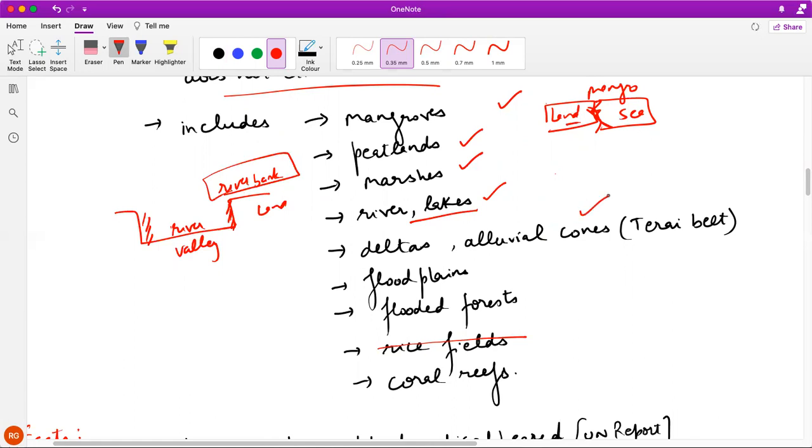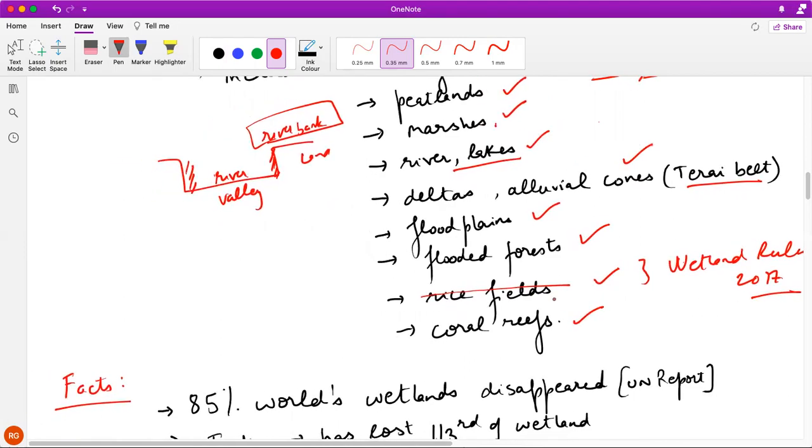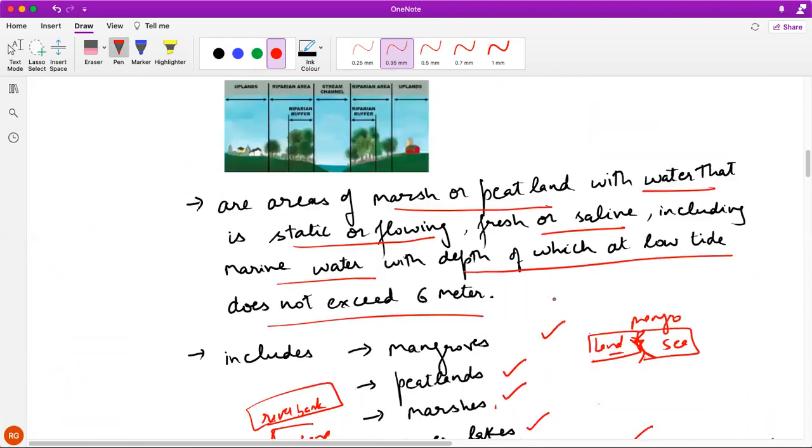Then deltas, alluvial cones, terai belt, floodplains, flooded forests. These are mainly marshes only. Then earlier we used to recognize rice fields also as wetlands, but post Wetland Rules 2017, rice fields are no longer recognized as wetlands. And coral reef areas. Okay, I hope the definition is clear.